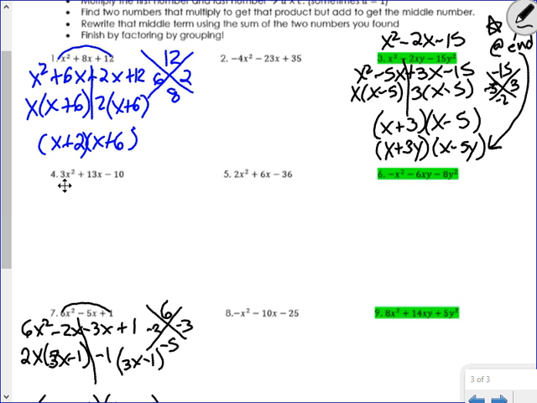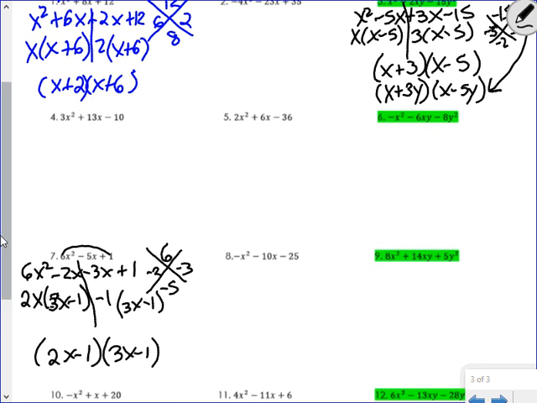This one? Oh, 4 is next. Okay, so 4 is 4. Awesome. All right, what did you do for this one? First step. First step is look for a greatest common factor. Is there one? No. Next step. Multiply the first and last numbers. Negative 30. Write down the middle number.